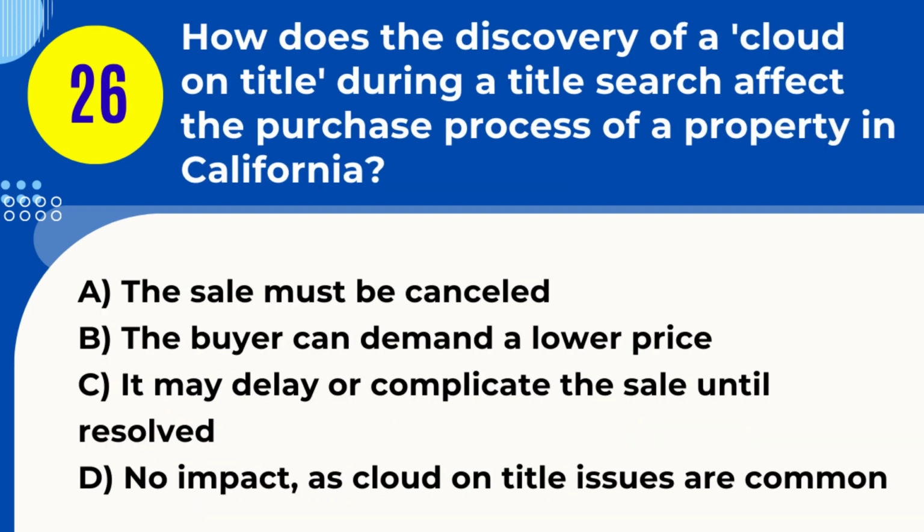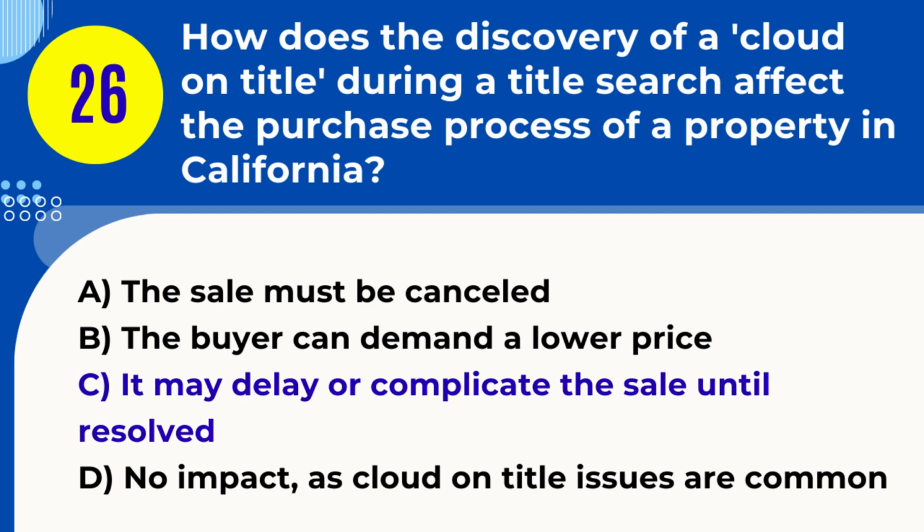Question 26. How does the discovery of a cloud on title during a title search affect the purchase process of a property in California? A. The sale must be canceled. B. The buyer can demand a lower price. C. It may delay or complicate the sale until resolved. D. No impact, as cloud on title issues are common.